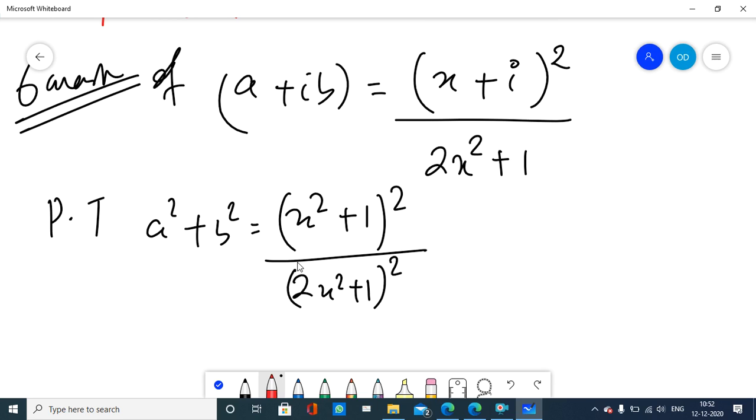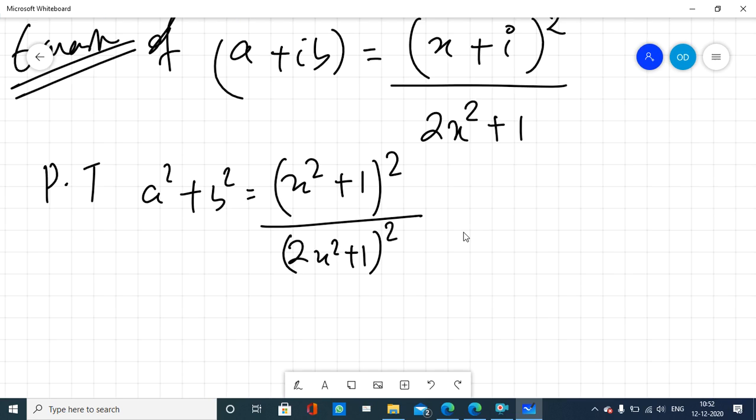Now the problem is how do we find the values of a and b? Well, you will use the equality concept, equality between two complex numbers, that concept.